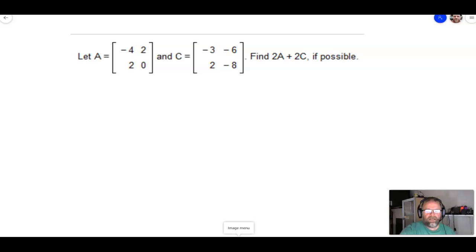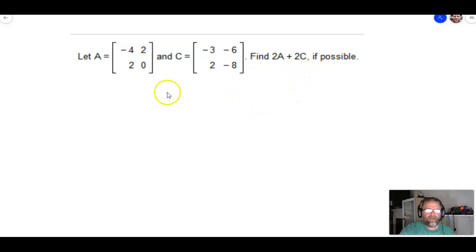Today I want to take a look at an example from section 9.3. This is number 15, and it defines two matrices for us, A and C, and it says find 2A plus 2C if possible. So if possible means that some parameters have to be met, namely that the matrices have to be the same size once we add them.